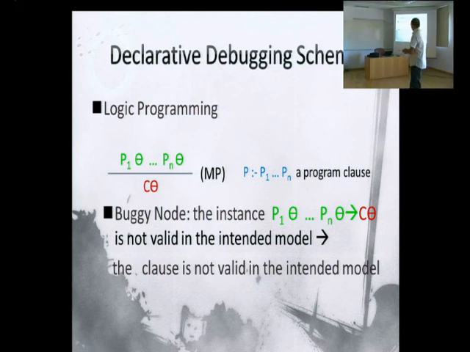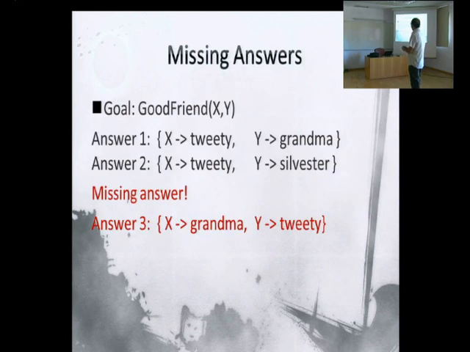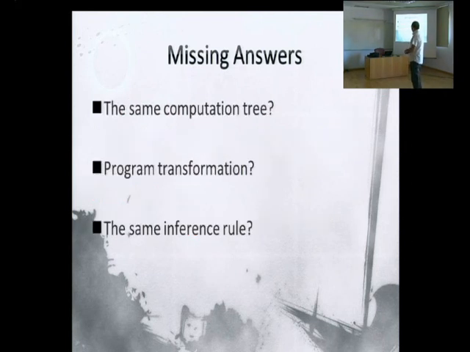So you need a new calculus. We call this kind of calculus positive, and we need a negative calculus that says, okay, from this goal here, you have a set of answers which is X is Tweety and Y is grandma, or X is Tweety and Y is Sylvester. This kind of fact, in bigger nodes. Then we can say this node is not valid because it's incomplete, not wrong but incomplete. This makes things more difficult. It makes the computation tree not the same, because now we have more complicated nodes with more information. The program transformation is not the same either.